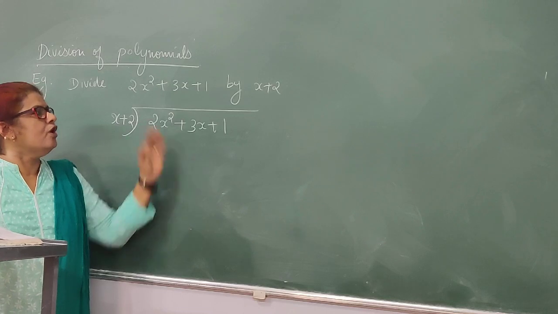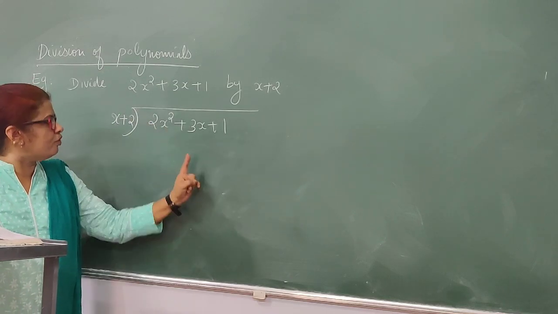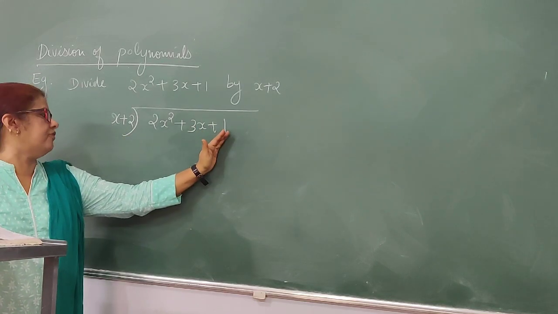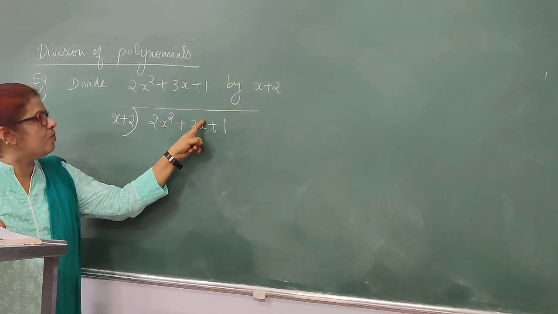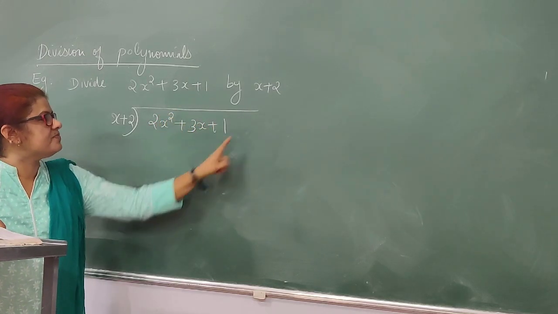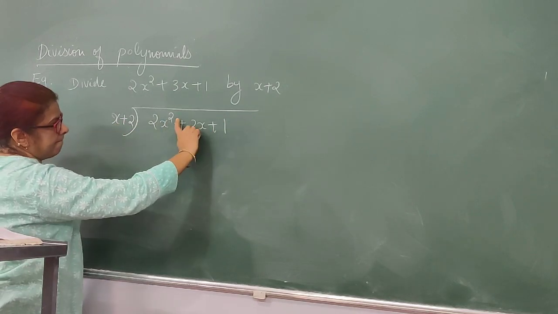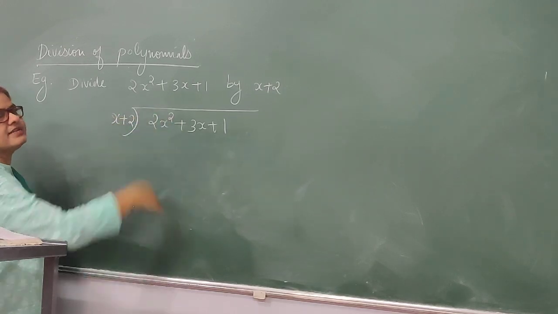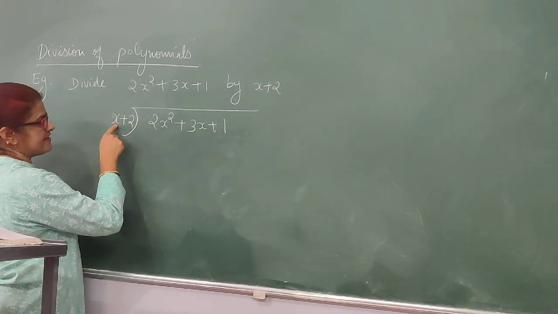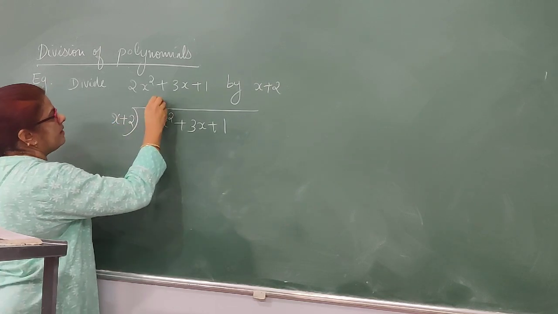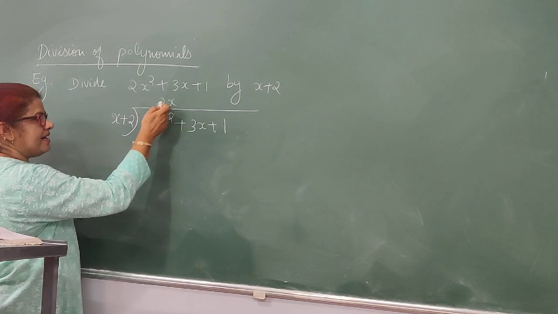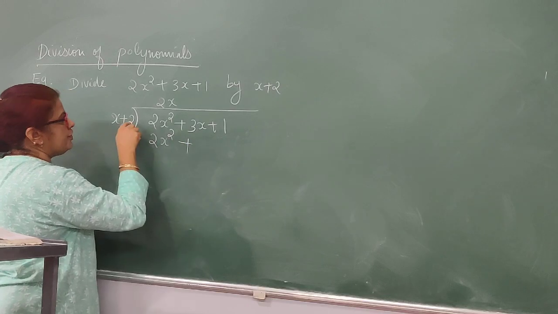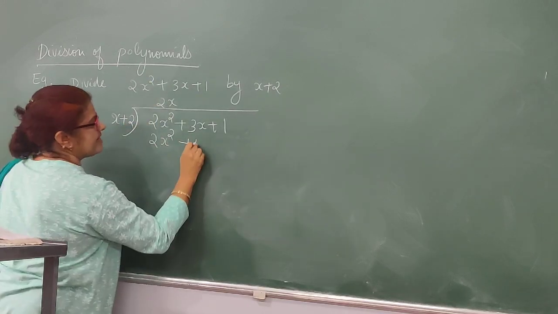And as I have told you, before starting the division, check whether both the dividend and the divisor are in standard form. Yes, here the degrees are 2, 1 and 0, in descending order, and here also 1 and 0. Okay, then we can start the division. First term by first term. 2x square divided by x is 2x. Then multiplication. 2x into x, 2x square, plus 2x into 2, this 4x.